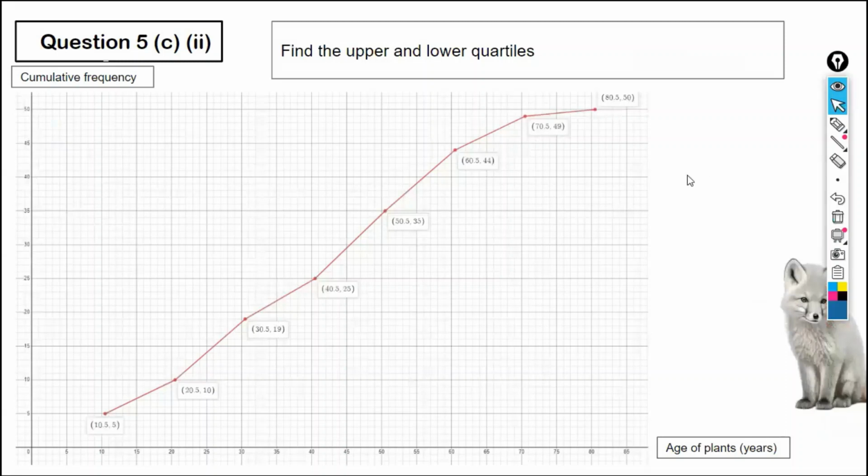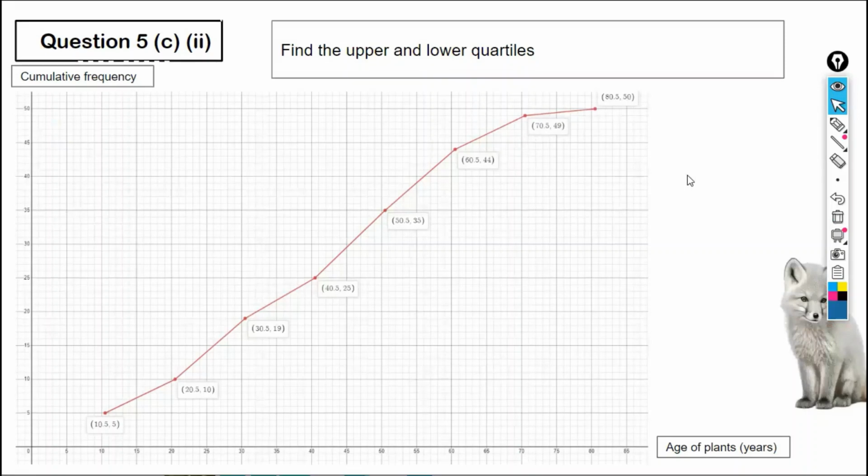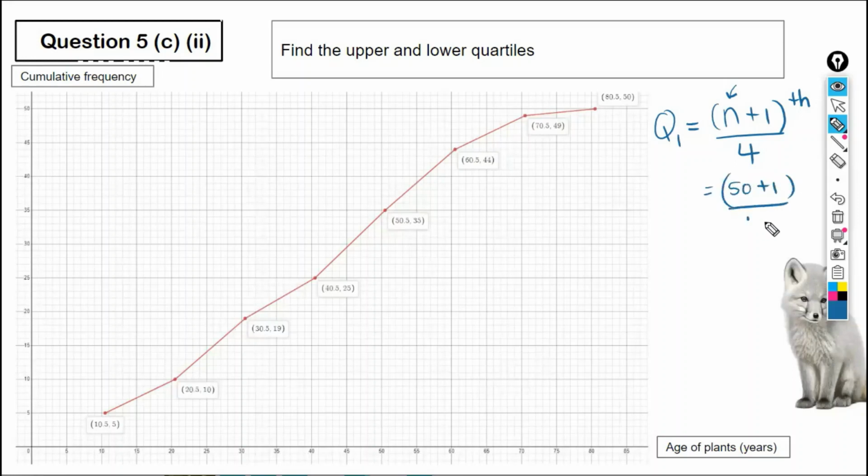Right. This one here, they want you to find the upper and lower quartiles. To find the upper and lower quartiles, we have to use these formulas to help us. The lower quartile, the symbol for that is Q1, is (n plus 1) divided by 4, with a TH here. N is the amount of plants that we have in total. So we know the amount of plants is what? 50. So it's 50 plus 1 divided by 4.